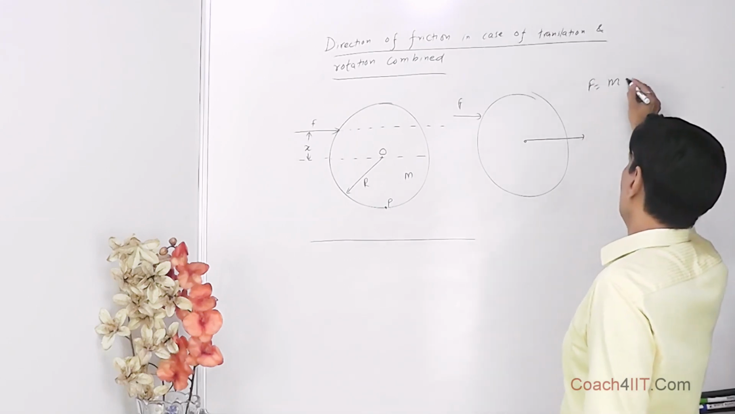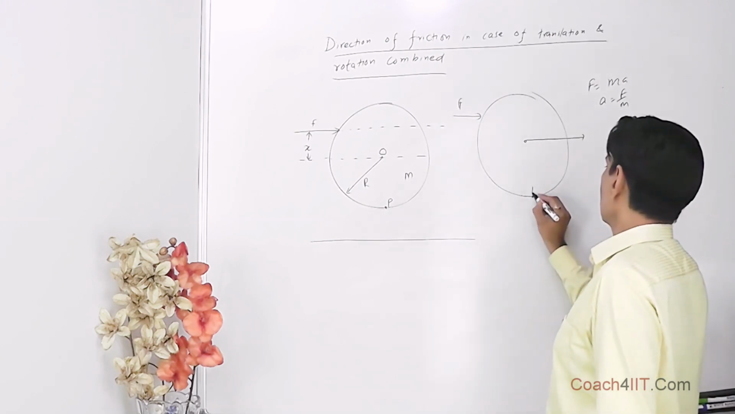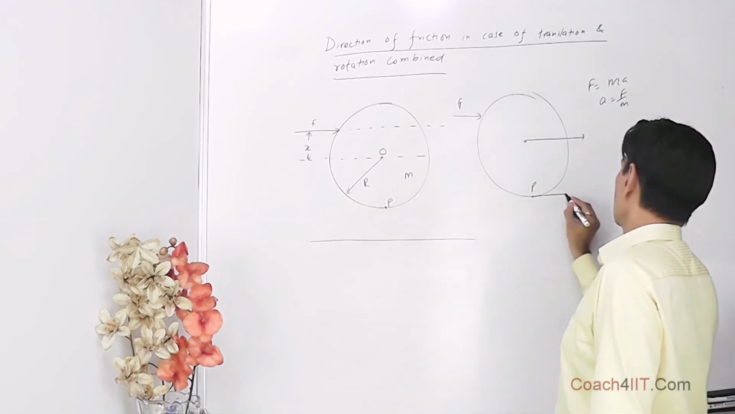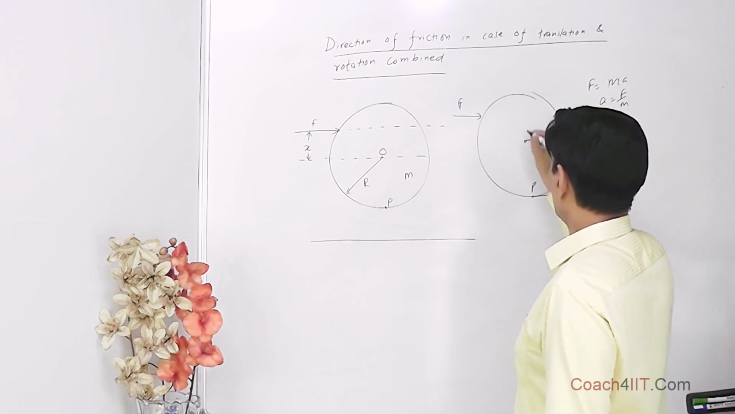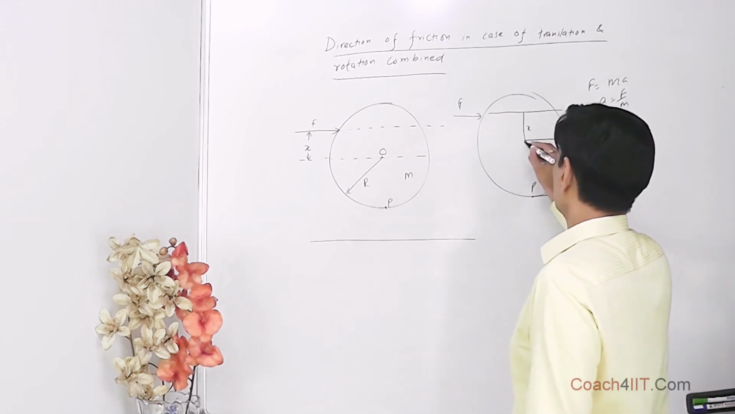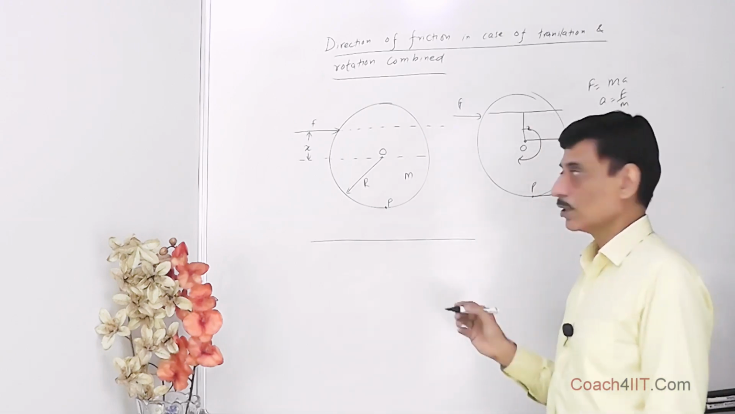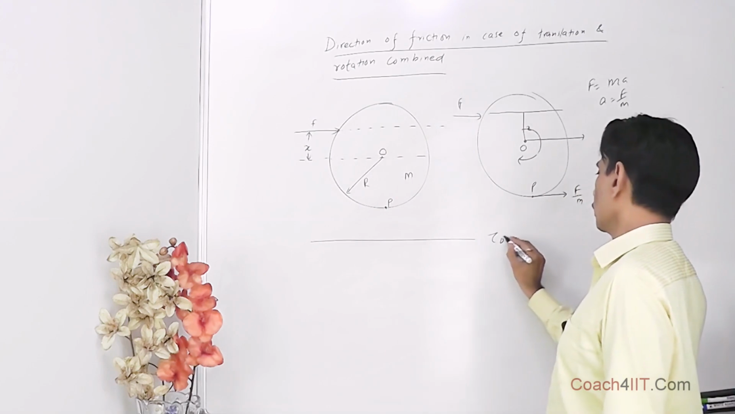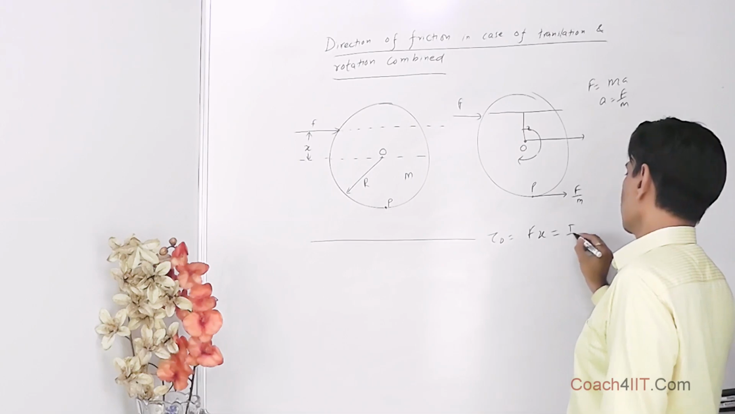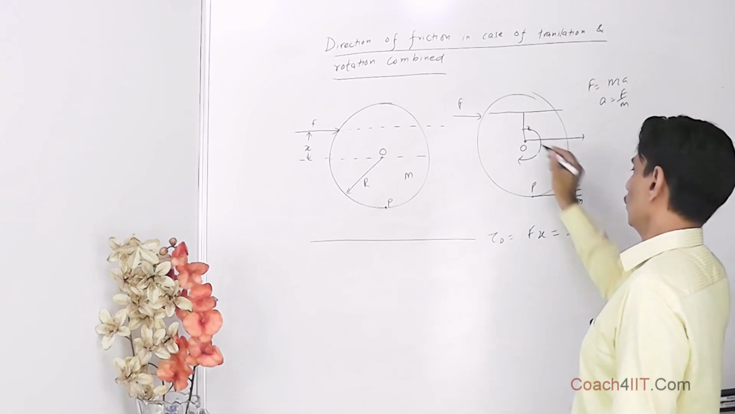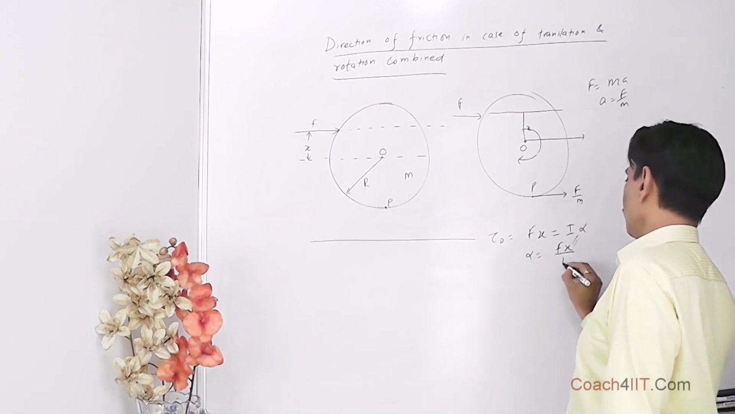We know that F is equal to m into A, so A is equal to F by m. Because of translational acceleration, this point P is going to have an acceleration F by m in this direction. Also, because there is a line of force at a distance from the axis of rotation, there is a torque, and because of the torque some alpha is going to be there. So what is the torque about O? The torque about O is F into x, and that is equal to I into alpha. So alpha comes out to be Fx upon I.